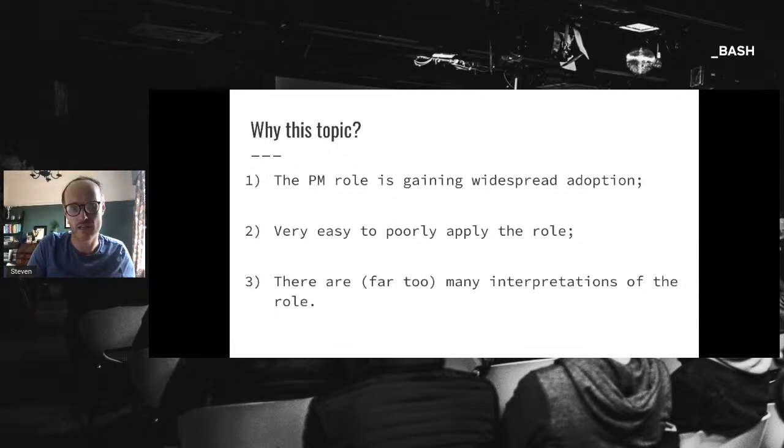Also, unfortunately, it's very easy to poorly apply the product manager role. It can be done without any real understanding of why and carried out without any real training, both for Agile and for product. And then the third point there: from industry to industry, organization to organization, there are many interpretations of what the PM role is. The software industry as a whole has managed to come up with an impressive array of job titles in order to adapt to the changing landscape and trends.